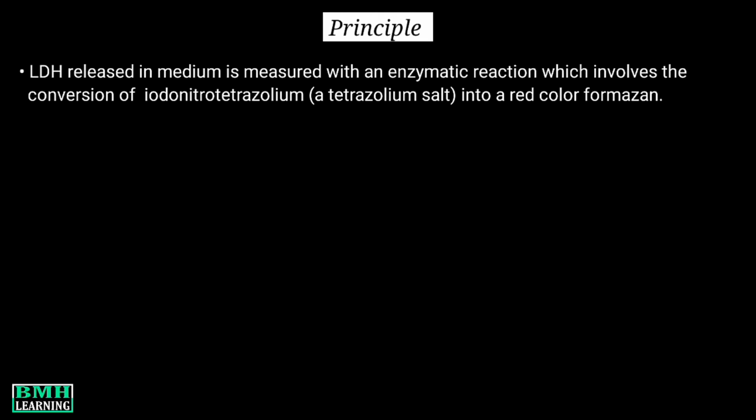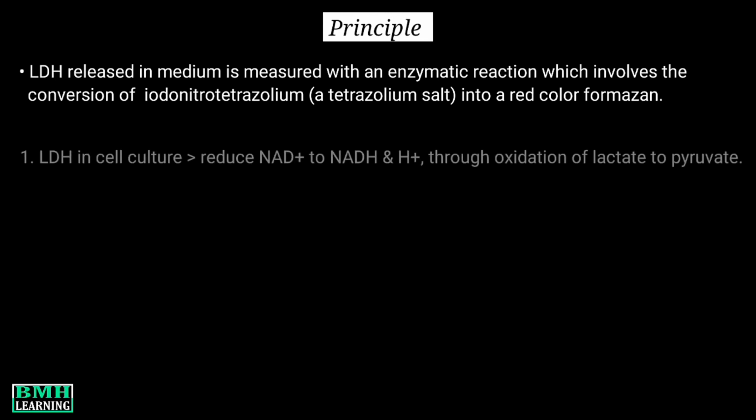which involves the conversion of iodonitrotetrazolium into a red color formazan. The compound is actually a tetrazolium salt. The reaction is carried out in two steps. In the first step, when LDH is present in the cell culture, it reduces NAD+ to NADH and H+ through the oxidation of lactate to pyruvate.